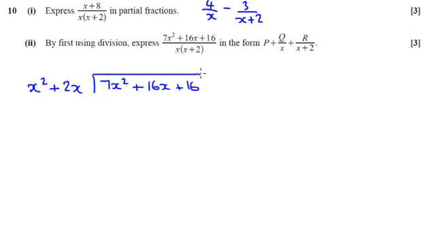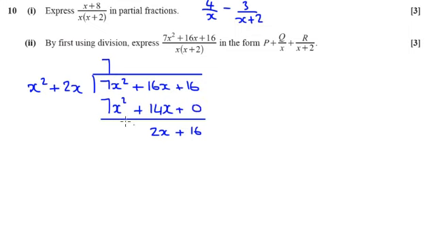So when we do this division, we say, what do I times x squared by to give me 7x squared? And the answer to that is 7. So the 7 goes up here, and then we times this 7 by these two terms here. So that's going to be 7x squared plus 14x. And I'm going to take that off, and that will just leave me with 2x and this plus 16. So that's like a 0 there. And that's it. That's all we have to do on this.